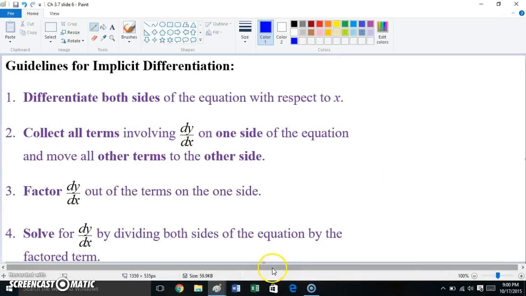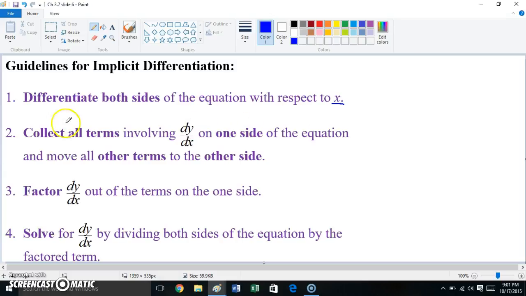All right, so some guidelines for implicit differentiation. Differentiate both sides of the equation with respect to x. Collect all terms involving dy/dx on one side, and move all other terms to the other side. Factor the dy/dx out of the terms on the one side. Solve for dy/dx by dividing both sides.